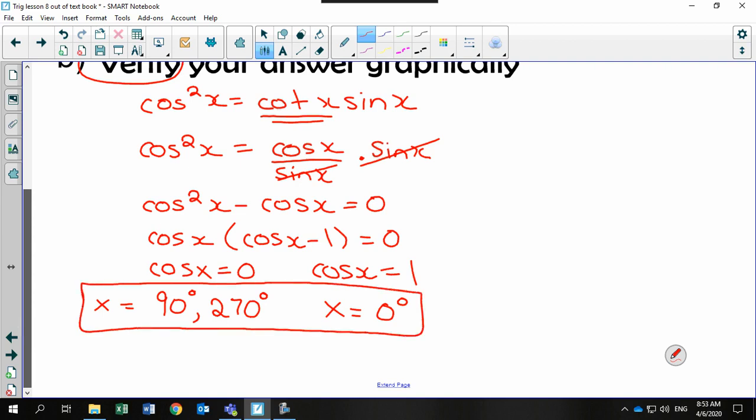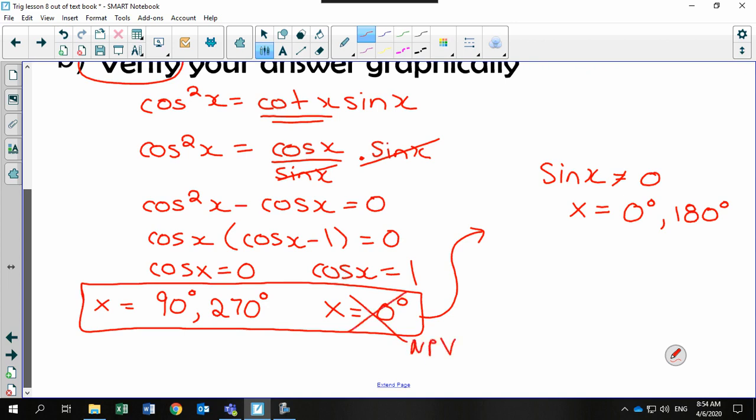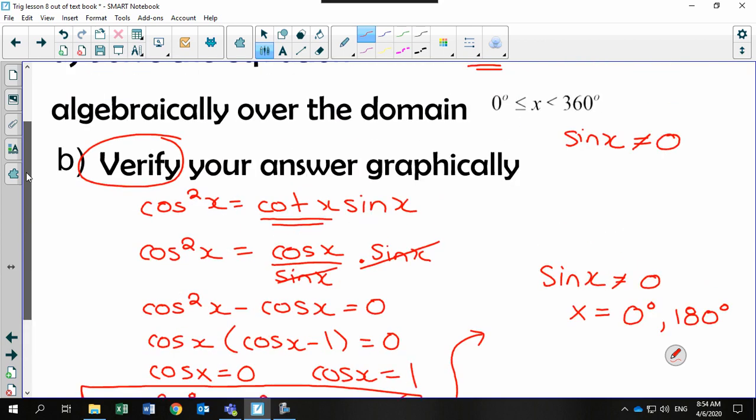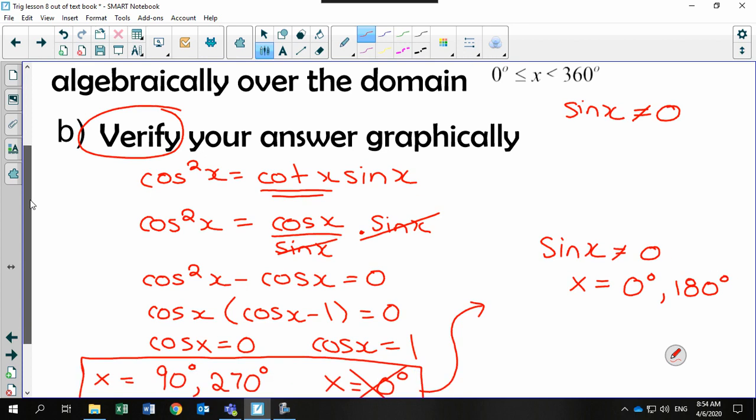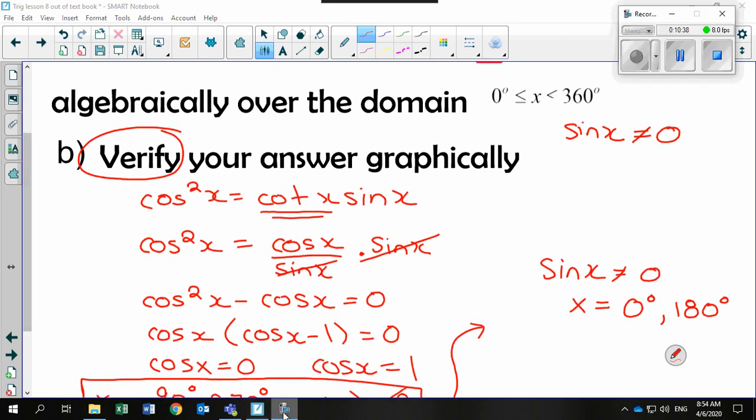Now, I do want to verify and check, well, where is sine x equal to 0? Well, sine x is equal to 0 at 0 degrees and 180 degrees. So I go back to my solutions, and this is a non-permissible value, and this only actually has 2 solutions, 90 and 270. Graphically, you can punch the left side into the calculator versus the right side, and you can verify your solution. So let's have a look at that right now.